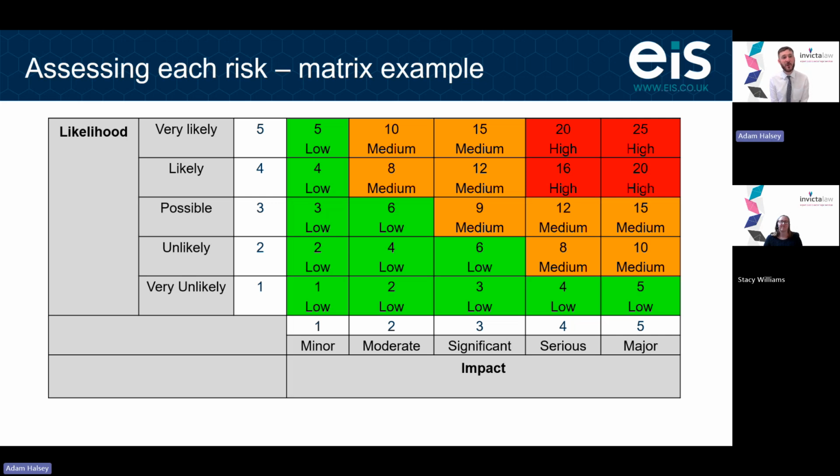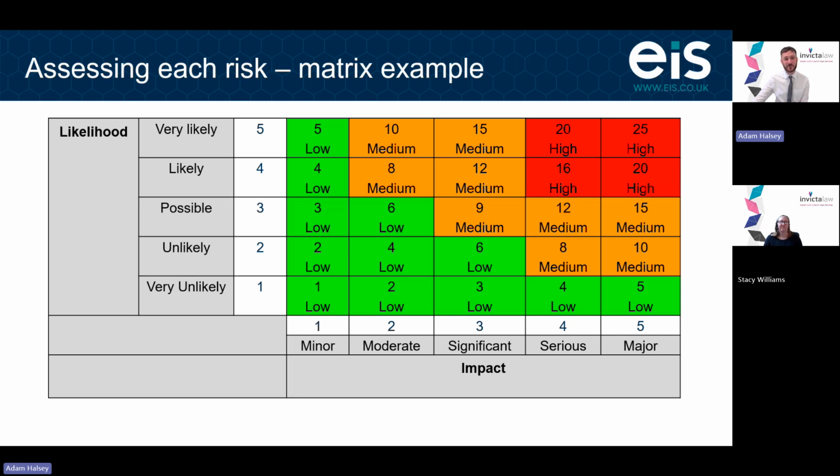So what do we have here? Well, here we have just one example of what a risk assessment matrix might look like. If you do have a risk assessment matrix in your school or multi-academy trust, it may look something like this. It doesn't have to, but I do like this as an example because I think it quite nicely demonstrates that relationship between likelihood and impact. So we can see that down here.